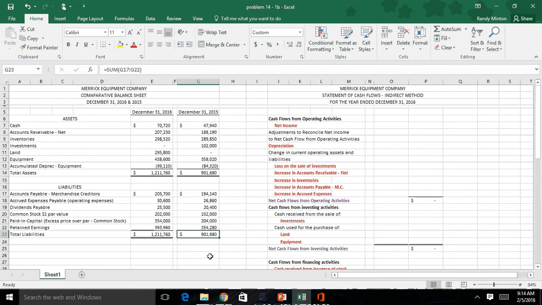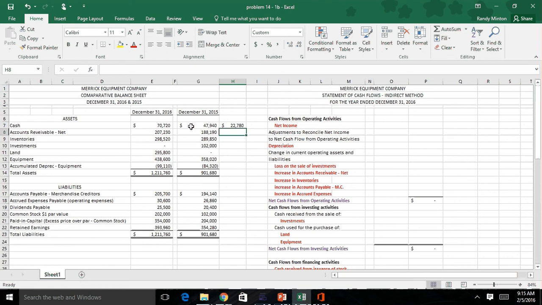Now, when we do the cash flows, what we're doing is going through and explaining how we went from this number, 47,940, to this number, 70,720. And what we should do is, first of all, just go ahead and calculate what that difference is. So it's going to be simply equal to this number minus this number.